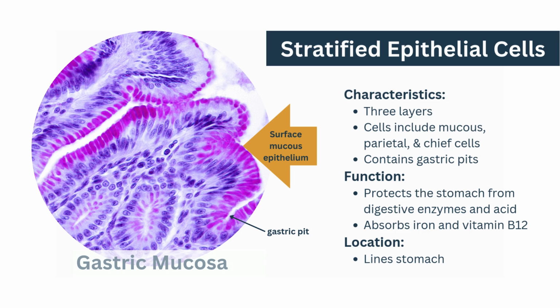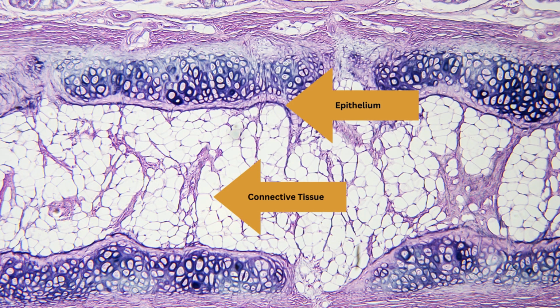Let's take a look at an important stomach membrane. The gastric mucosa's inner layer is epithelial tissue. The middle layer is the lamina propria, and the outer layer is the muscularis mucosa. These layers aid in the protection of the stomach from digestive enzymes and acid. We have observed various epithelial tissue types. Moving deeper into the body, connective tissue supports and connects epithelial tissue to the body.